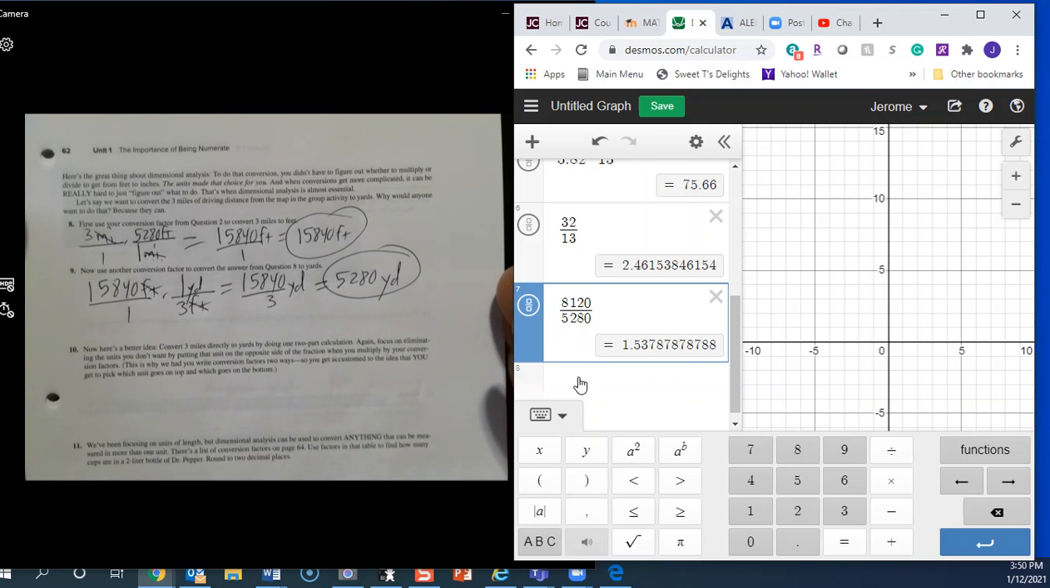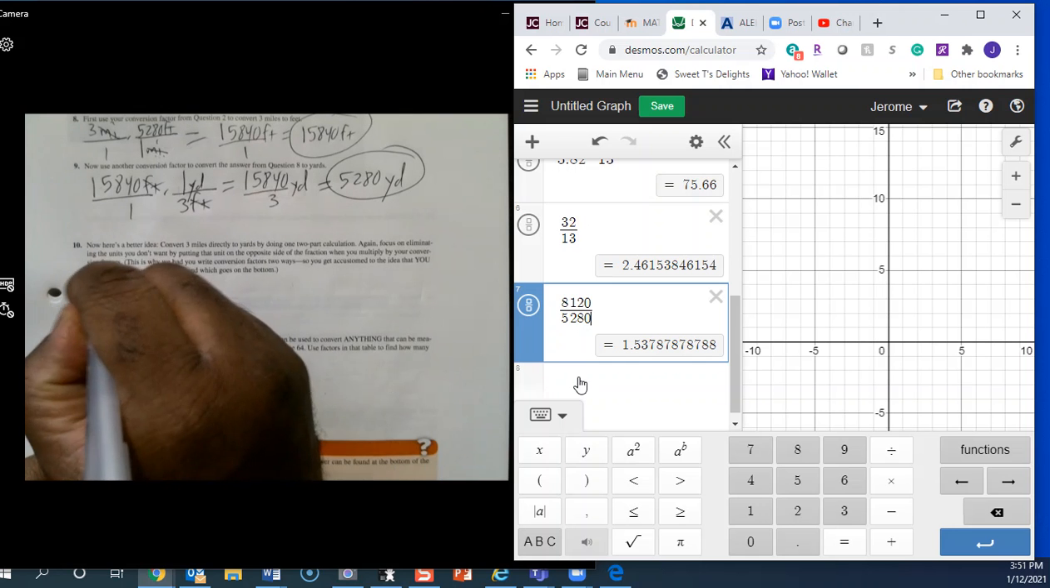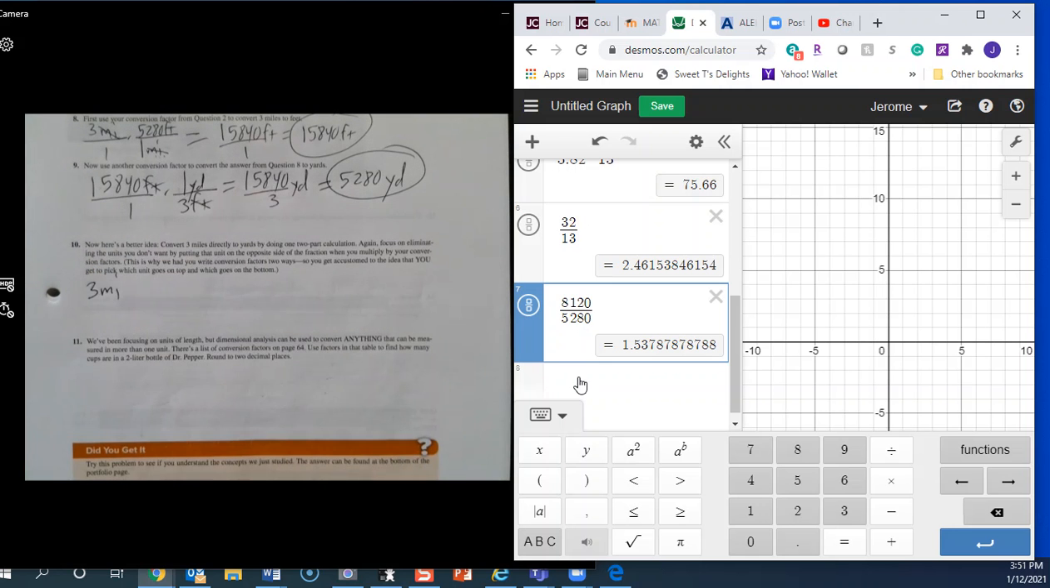Okay, number 10. Now here's a better idea. Convert 3 miles directly to yards by doing one two-part calculation. Again, focus on eliminating the units you don't want by putting that unit on the opposite side of the fraction when you multiply by your conversion factor. This is why we had you write conversion factor 2 ways, so you could get accustomed to the idea that you get to pick which unit goes on top and which goes on the bottom. Okay, so now we want to go from 3 miles to yards.